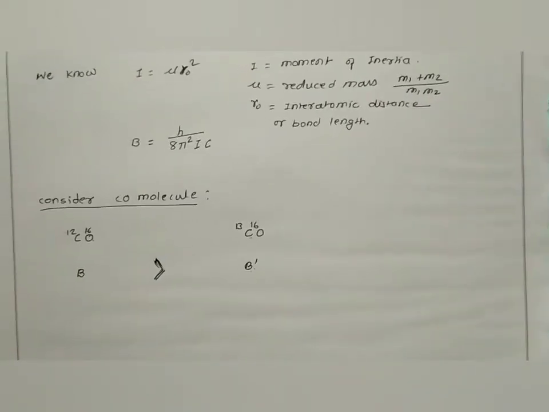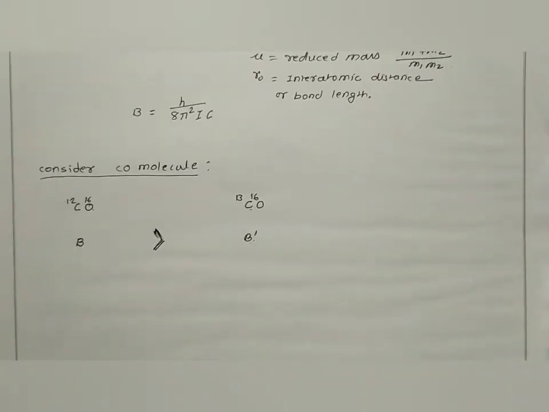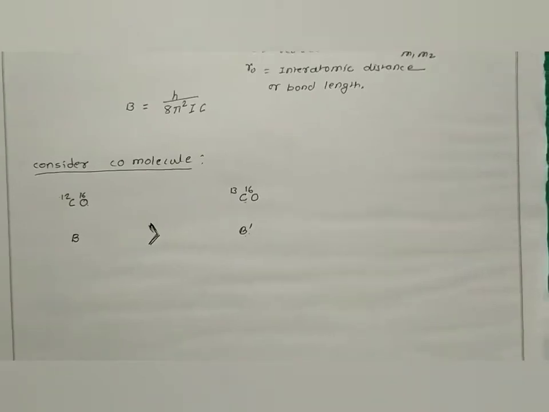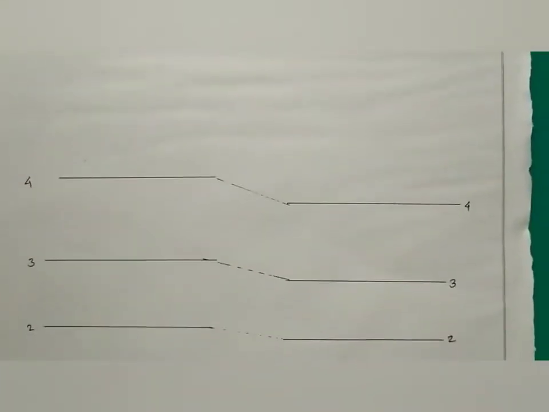If you plot the energy levels for carbon monoxide with carbon 12 and carbon monoxide with carbon 13, then we will get such type of energy levels.